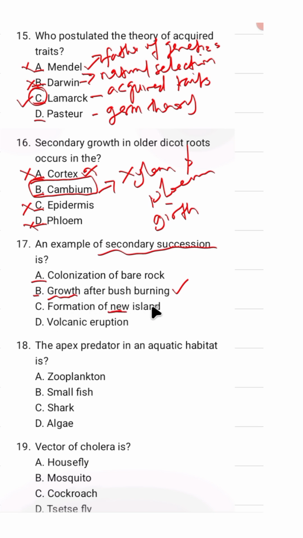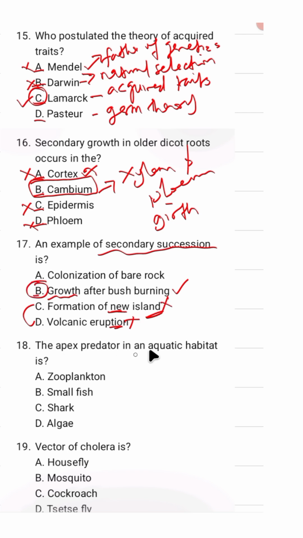So the island starts from bare rock, and it requires soil formation before life can begin. You understand? So this one, the soil was not even there at all. Next one is volcanic eruption. This one is similar to option C, that is island formation, where a volcanic eruption creates bare rock, then soil will have to be formed. So this one is primary succession. So the correct answer is option B.